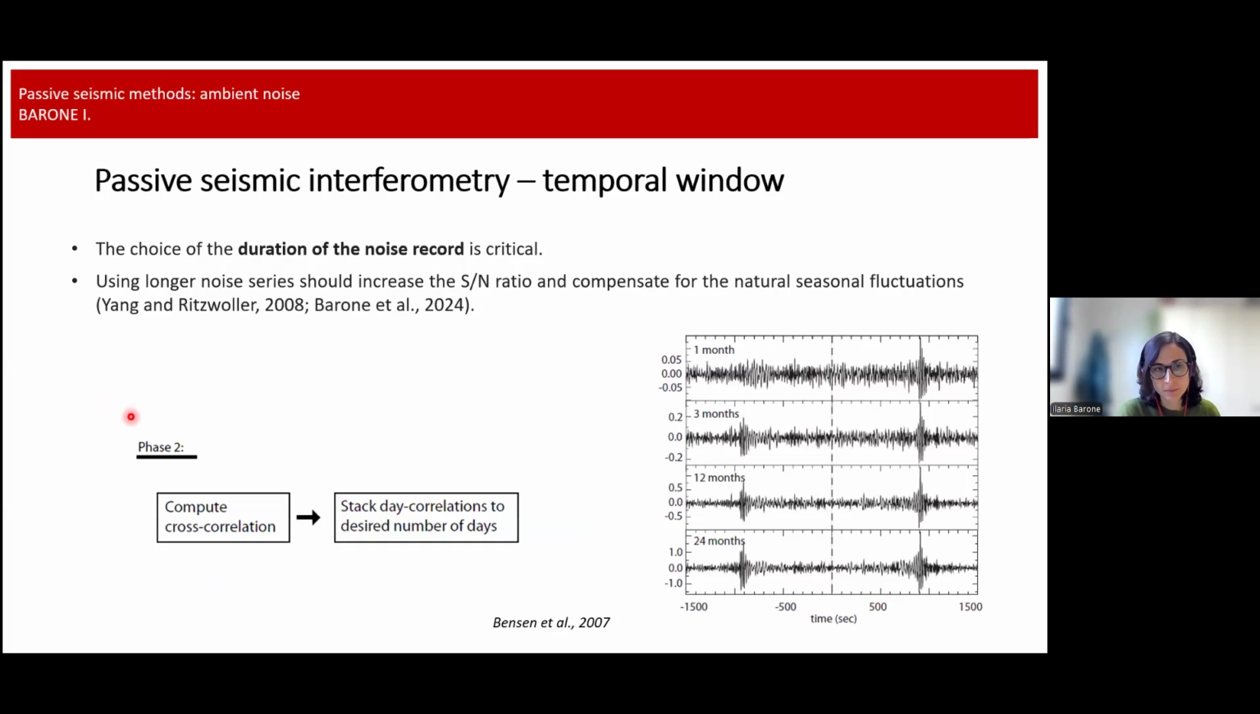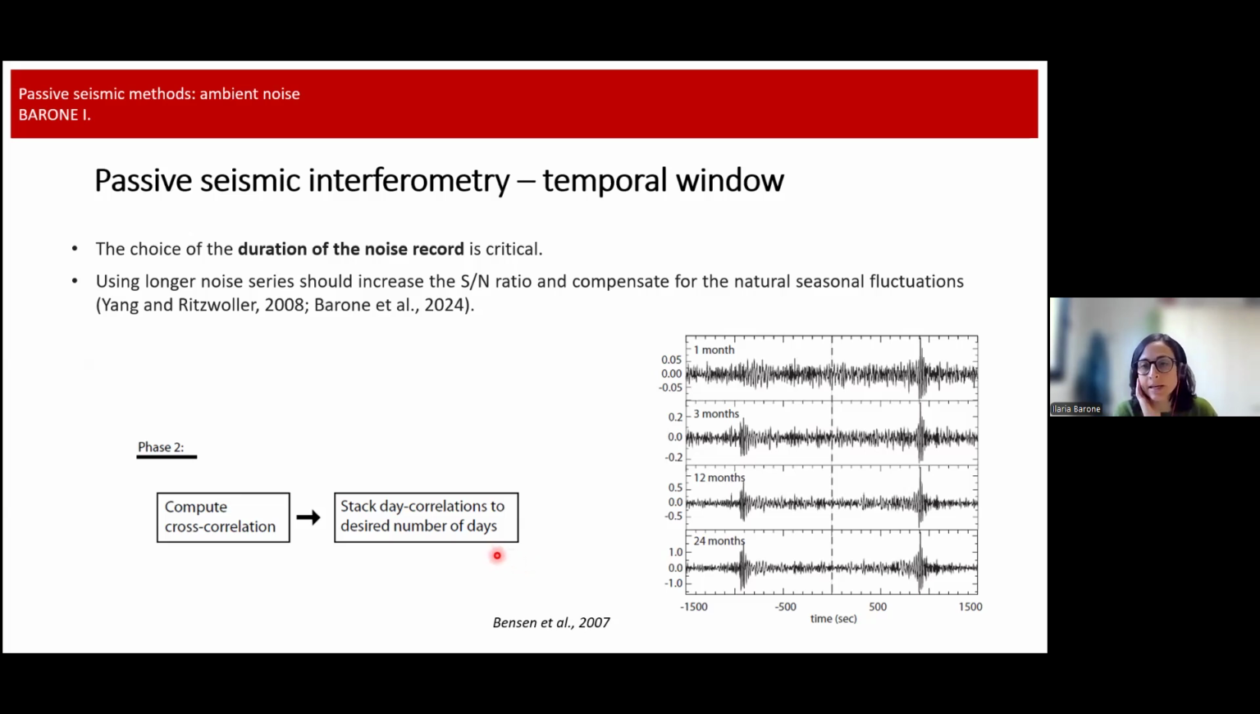After applying pre-processing and normalization to each single window, we compute cross-correlation for pairs of stations. And then what we do at the end, we stack all the cross-correlations to get one single cross-correlation for the whole recording period. That could be several hours, several weeks, several months, or even years. Okay, so it depends, of course, on the frequency range that we analyze and on the scale of application.